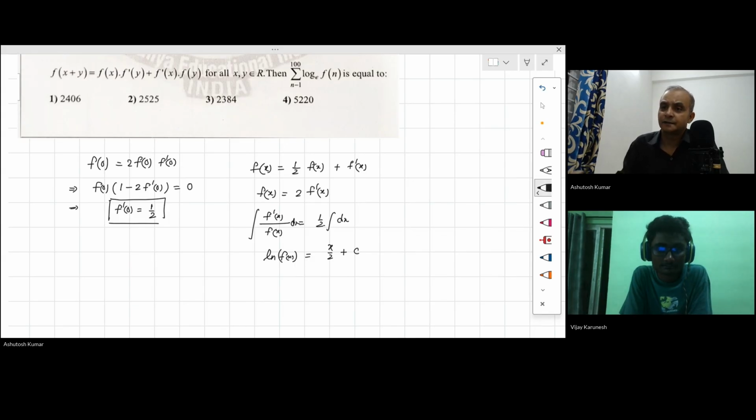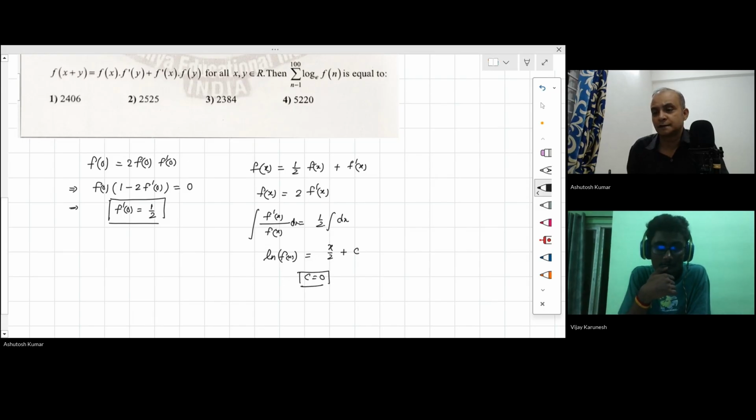Now you notice we already have these values: f(0) is 1. So if f(0) is 1, I have log 1 is 0, and x is 0 here, put. So what we get? C is equal to? 0, sir. How come 0? f of 0 only we are substituting. So C is 0. Very good.